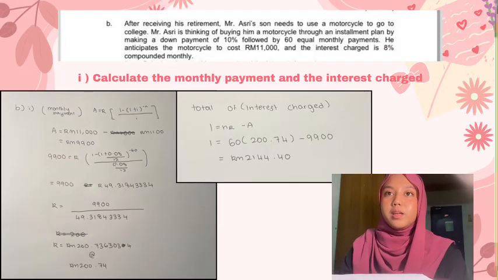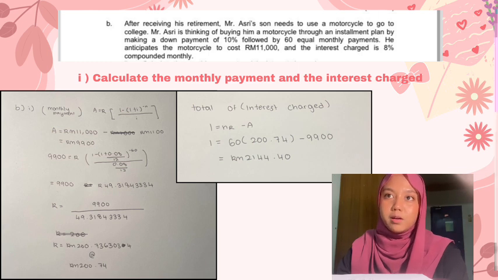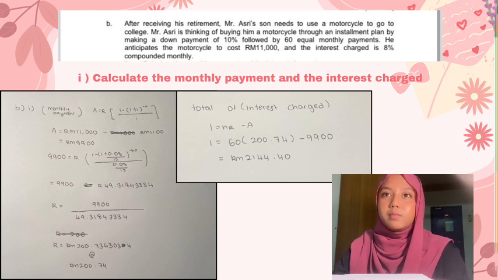Case study B. After receiving his retirement, Mr. Azri's son needs to use a motorcycle to go to college. Mr. Azri is thinking of buying him a motorcycle through an installment plan by making a down payment of 10% followed by 60 equal monthly payments. He anticipates the motorcycle to cost 11,000 ringgit and the interest charge is 8% compounded monthly. So the question for B1 is, calculate the monthly payment and the interest charge.